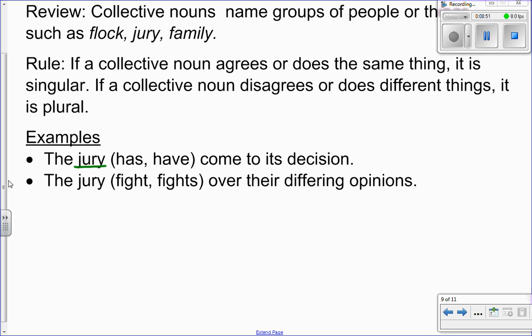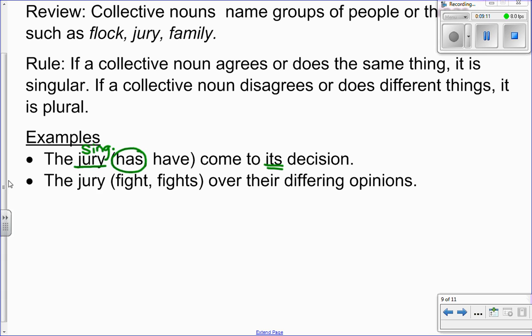This sentence says the jury have come to its decision. So in this sentence, it's telling me that they're unanimous. They agree. They've come to one decision. And there's a context clue that I would use in this sentence. "Its" is singular, which tells me the sentence is treating the jury as if it's singular also. So I would say has, the singular verb.